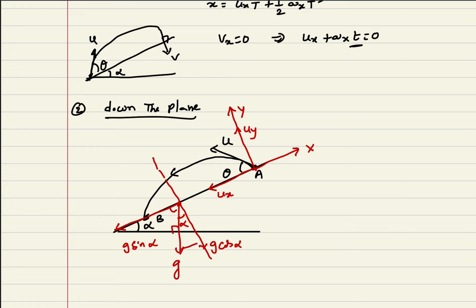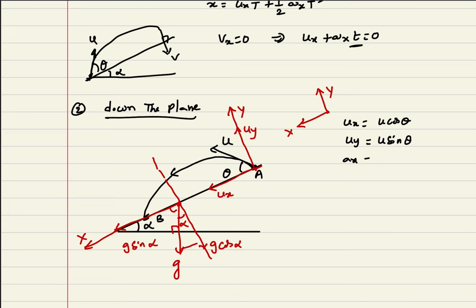Otherwise you can do one more thing also. The x-axis you can change as per the situation. If I take my x-axis along this line, this is the x-axis and my y-axis is like this. You can change, but throughout the problem you should follow the same manner. ux is equal to u cos theta, uy is equal to u sin theta, ax is equal to g sin alpha, ay is equal to minus g cos alpha.